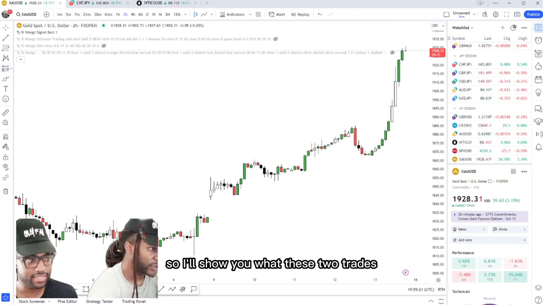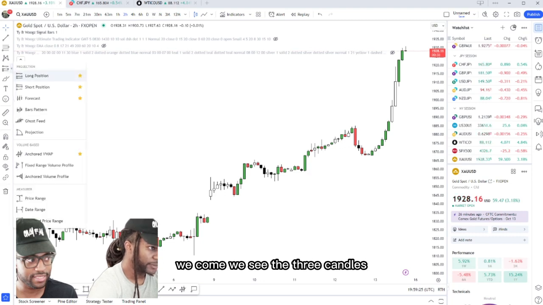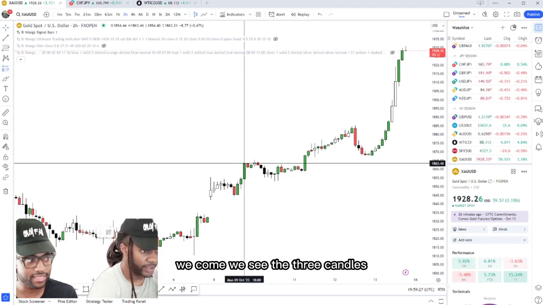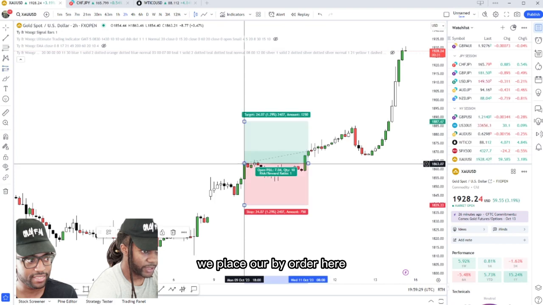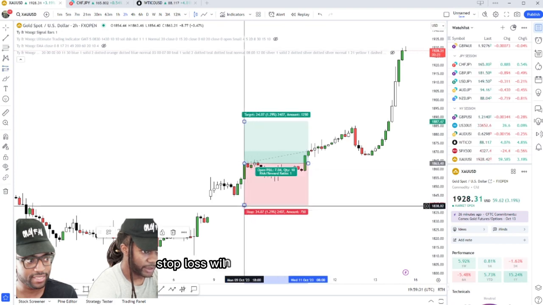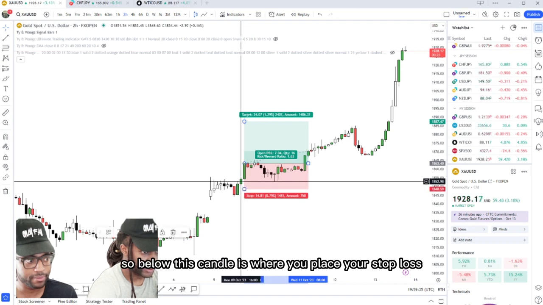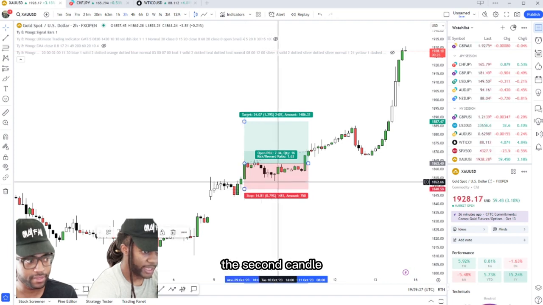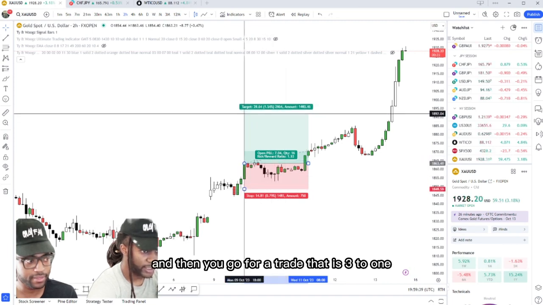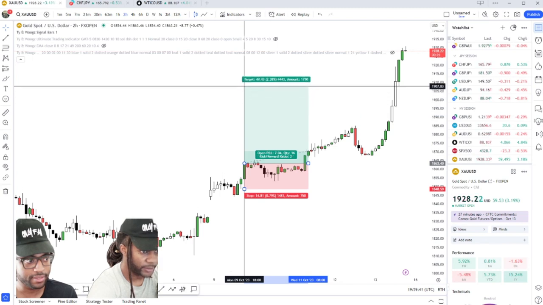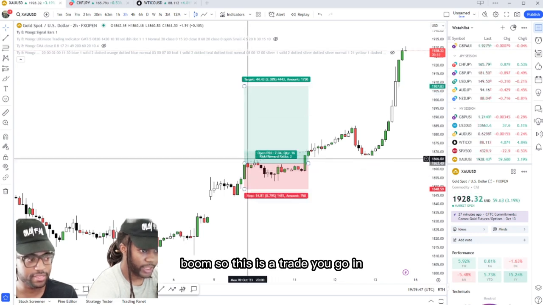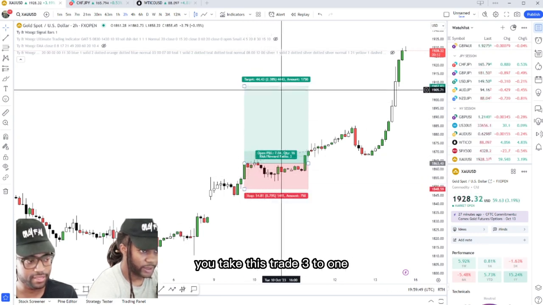So I'll show you with these 2 trades how we would have traded it. We see the 3 candles. We place our buy order here, and our stop loss will go below the second candle. So below this candle is where you place your stop loss, the second candle, and then you go for a trade that is 3 to 1. Boom. So this is a trade. You go in, you take this trade 3 to 1.